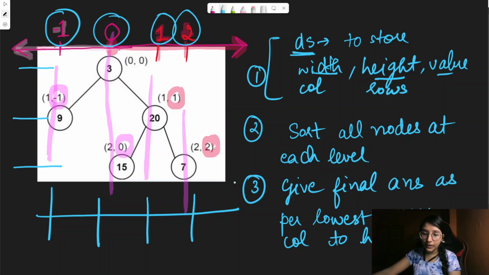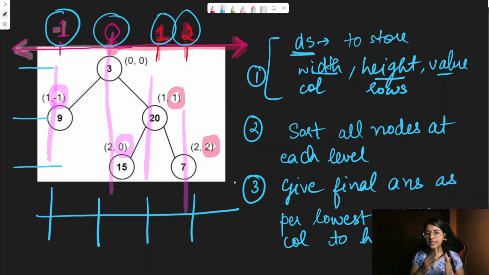Because you know that we are required to check for all three things, right? First, we will be sorting according to the width, that is, whichever column is at the first, that we will be considering. Then we are required to sort according to the height, that is, whichever row is at the topmost, that value will be returned in that particular same vertical.